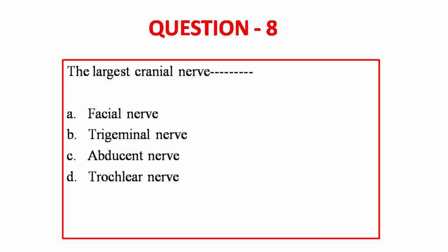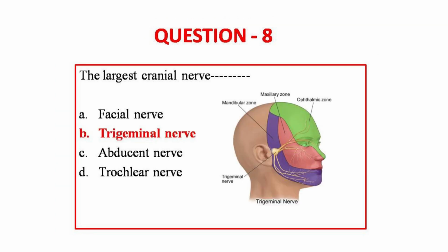The next question: the largest cranial nerve is, there are 4 options. This is a very easy question and it should always be in a dentist's mind. Facial nerve, trigeminal nerve, abducens nerve, and trochlear nerve. The answer is the trigeminal nerve. It is the largest cranial nerve. You can see it branching there. So the answer for the largest cranial nerve is the trigeminal nerve.